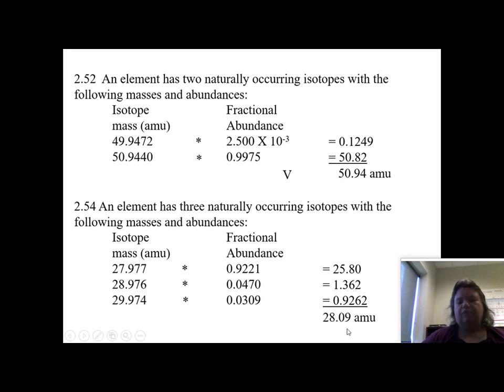I'm going to round it to 4 significant figures. The units are AMUs, okay? And so when I look on the periodic table for what has a mass of 28.09, the element is silicon. And that's the end of this section.